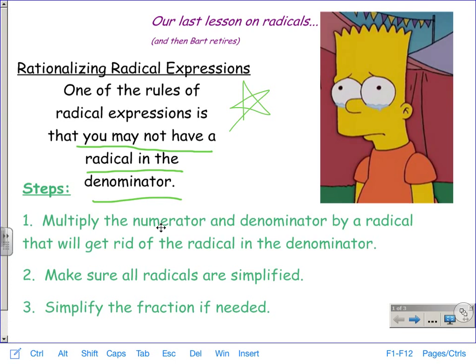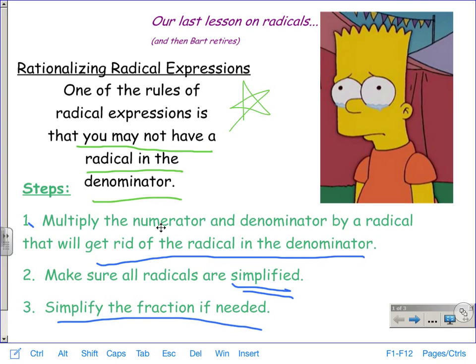So the steps are, number one, you're going to multiply the numerator and denominator by a radical that will get rid of the radical in the denominator. Then the second step is you're going to make sure all your radicals are simplified, and finally simplify the fraction if it's needed. So let's go through the process.